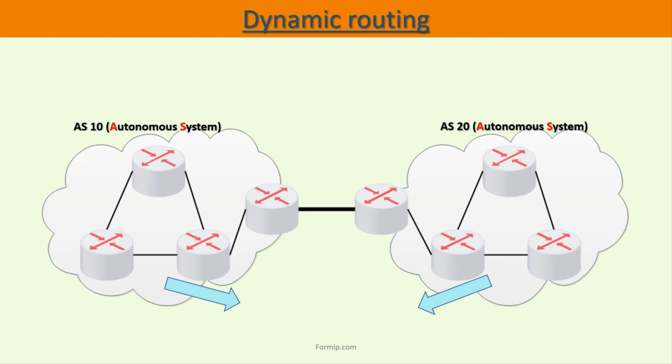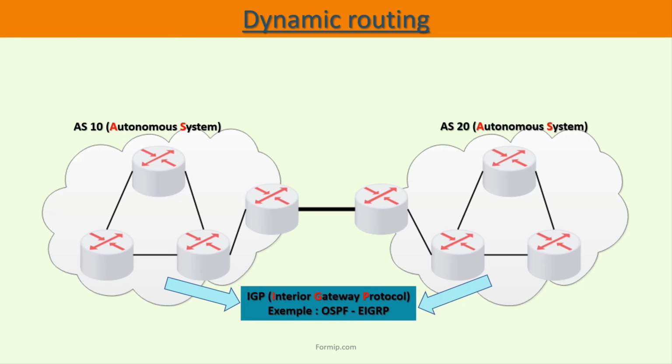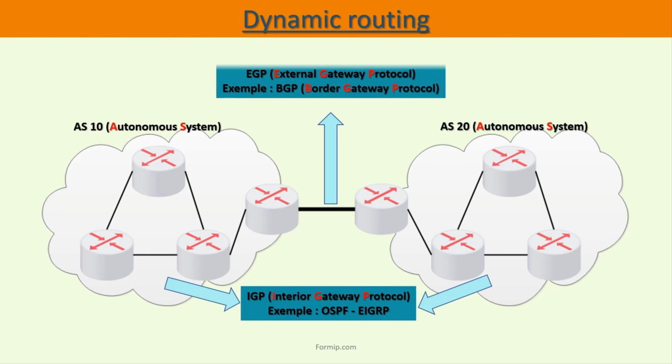Within an autonomous system, the routing protocols that circulate are of the IGP type. OSPF and EIGRP are internal routing protocols. Between autonomous systems, there are external routing protocols, which are called EGP. In the EGP type, only one internet routing protocol is used. It is called BGP. For now, we will stay on the internal type, because the external routing protocols are not part of the CCNA.